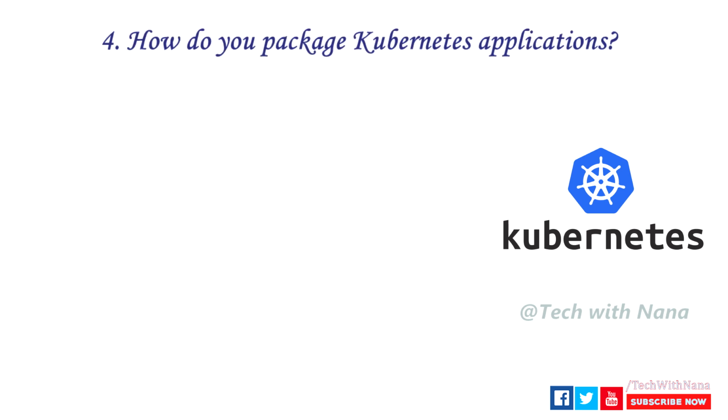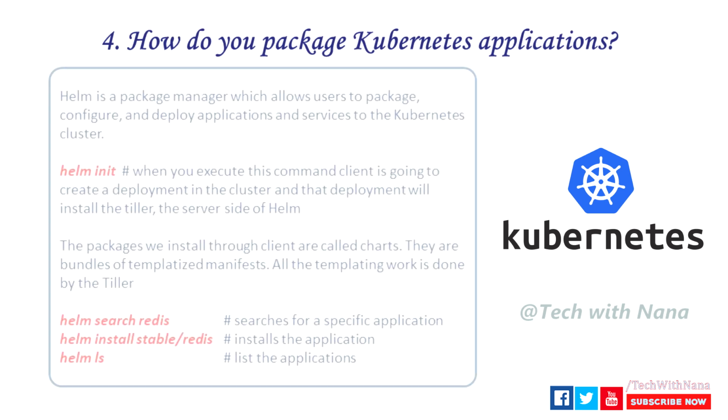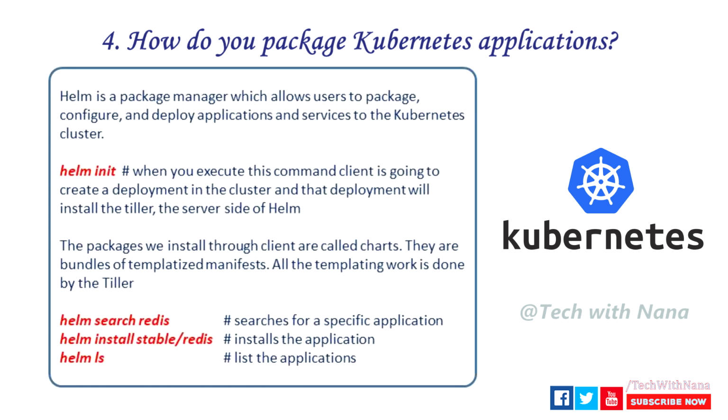How do you package Kubernetes applications? Helm is a package manager which allows users to package, configure, and deploy applications and services to the Kubernetes cluster. helm init: when you execute this command, the client is going to create a deployment in the cluster, and that deployment will install Tiller, the server side of Helm. The packages we install through the client are called charts. They are bundles of templated manifests. All the templating work is done by Tiller.